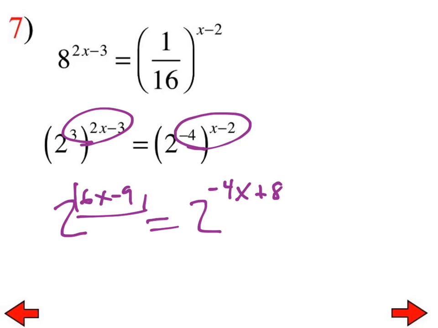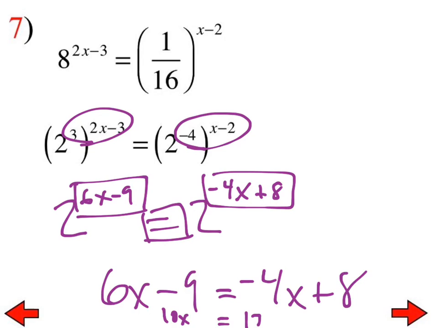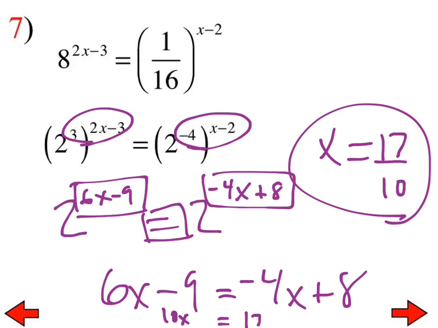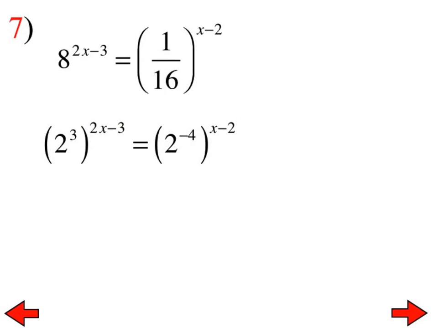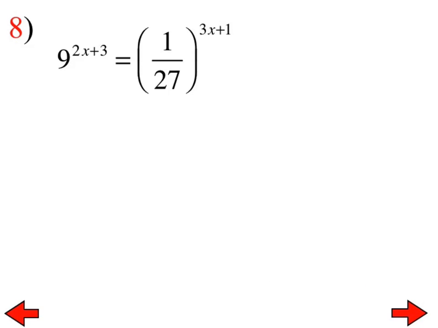And now that we have common base, we can set these two things equal to each other. And at this point, you guys have done enough of those types of equations. Add 4x to both sides, which gives us 10x on that side. Add 9 to both sides. That gives us 17 on the right-hand side. And so x is 17/10, or equivalent versions of that. Okay? All right, let's keep going. Number 8. Everybody try number 8.